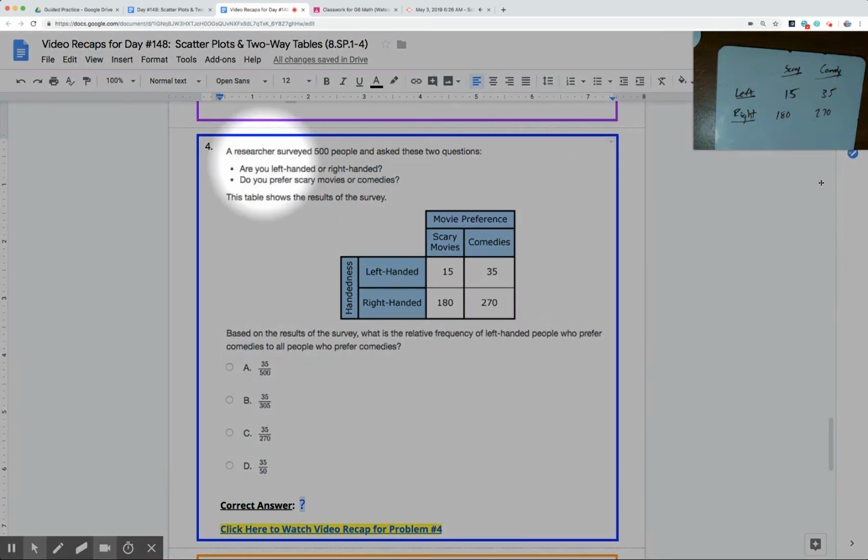Okay, practice problem 4 gives us a two-way table here. We'll talk about the data in this two-way table, but first we want to pay attention to the background information up here. It says a researcher surveyed 500 people in total and asked them 2 questions.